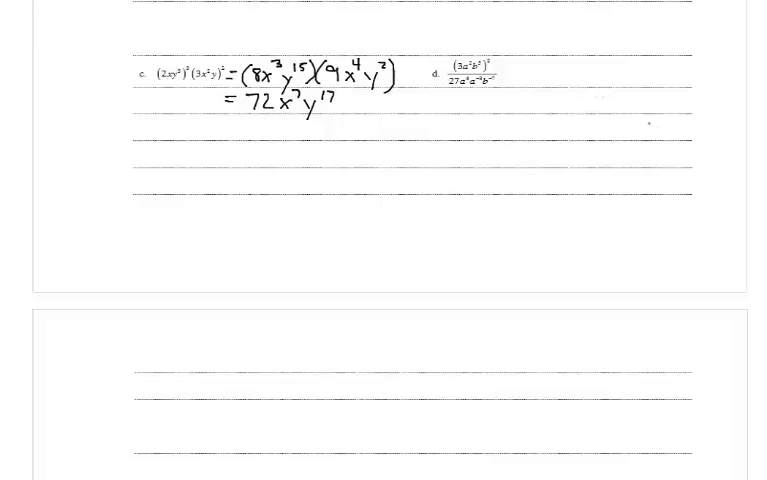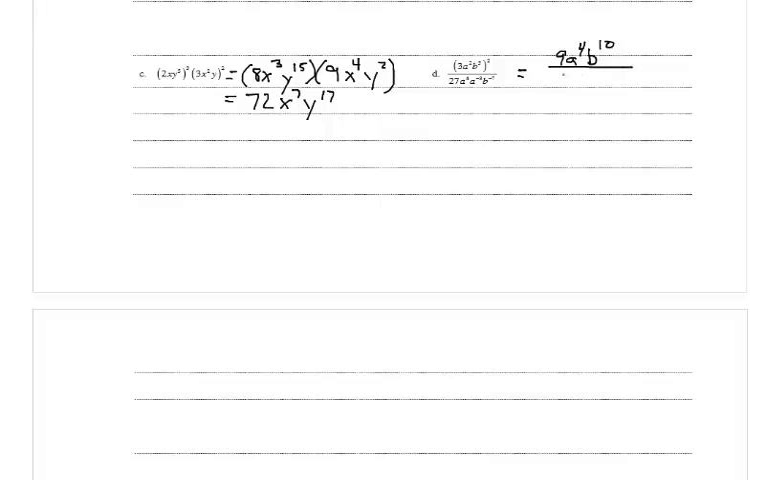In this last example, I have 3a squared b to the fifth all squared divided by 27a to the fourth times a to the negative 3 times b to the negative 7. So if we follow our order of operations, the first thing we're going to do is take care of our parentheses, and then we're going to get all the exponents positive. So I have 3 squared is 9. A squared squared is a to the fourth. And b to the fifth squared is b to the 10th.